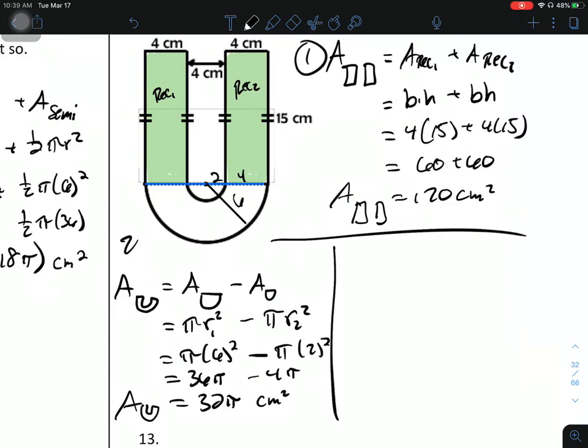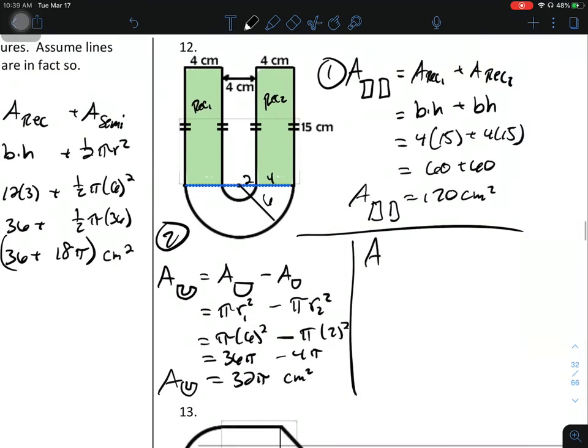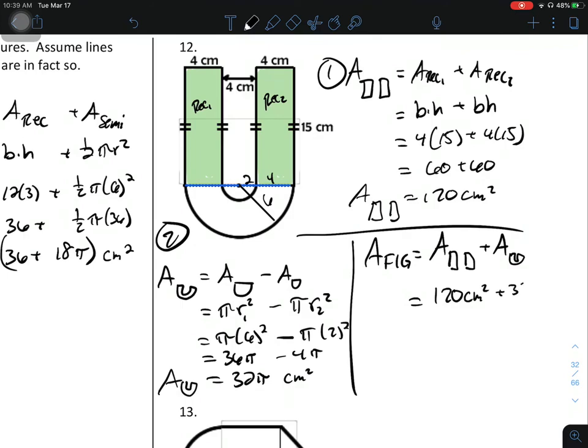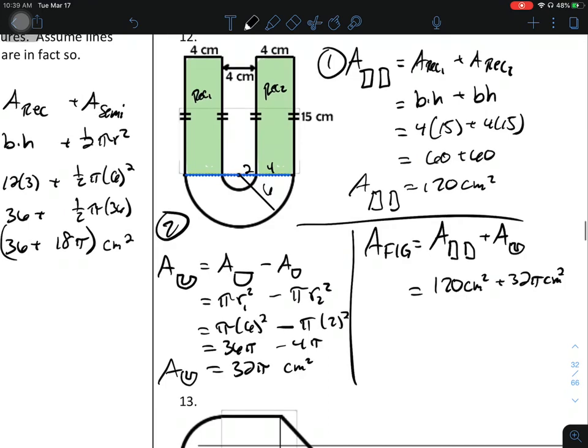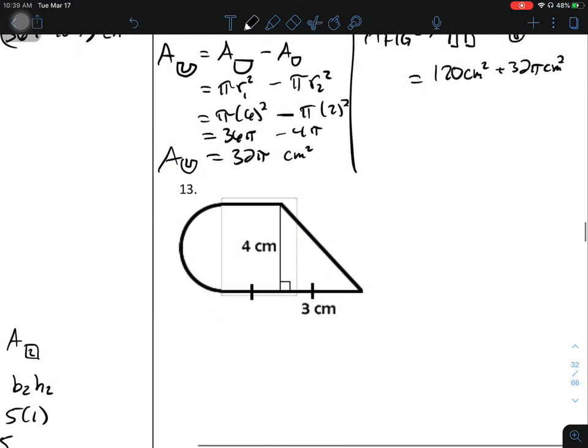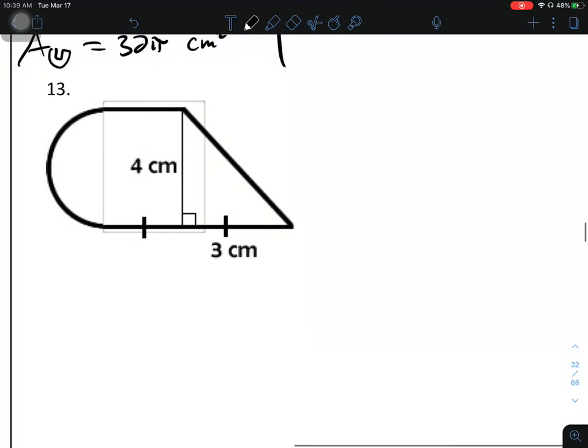The area of the figure is the area of those rectangles plus the area of that weird U-shaped thing. That's 120 square centimeters plus 32 pi square centimeters. Pretty tough problem.